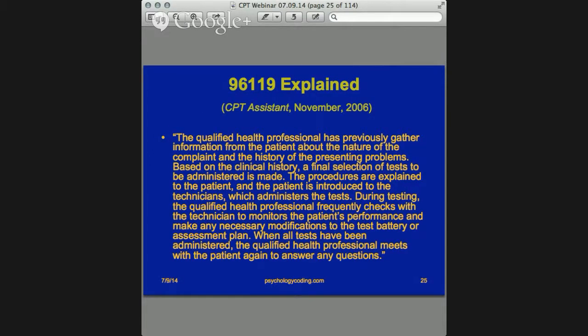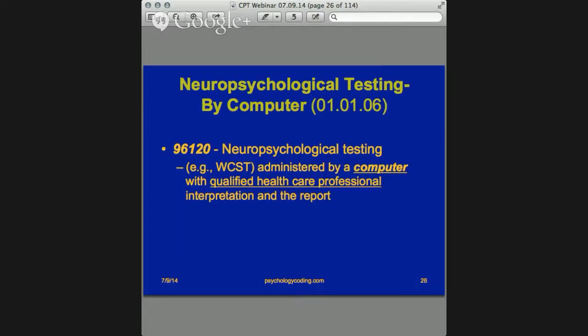is essentially says that the qualified health professional has to gather information about the nature of the complaint, the history of the present problem, based on the clinical history. A selection of the tests has to be made by the professional. The procedures of how those tests are administered are given to the technician, and the technician administers those tests and scores them. If that information, again, is going to be integrated with other things, which almost always it is, then theoretically that integrative activity is going to be captured under the 118.